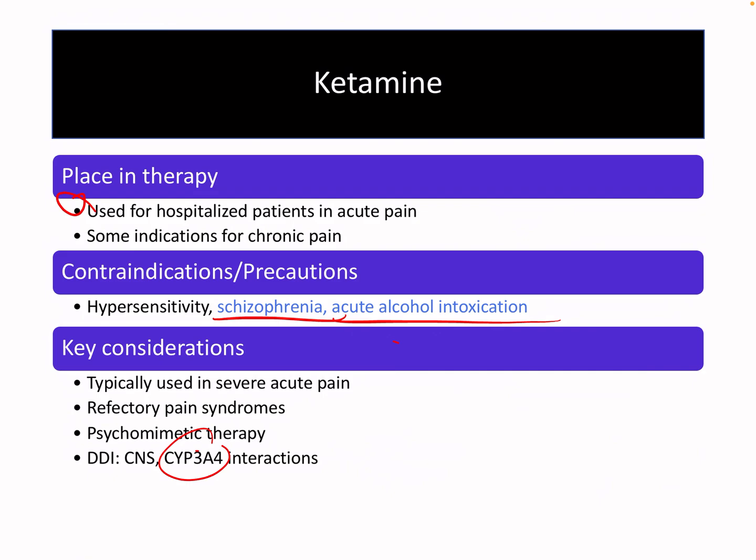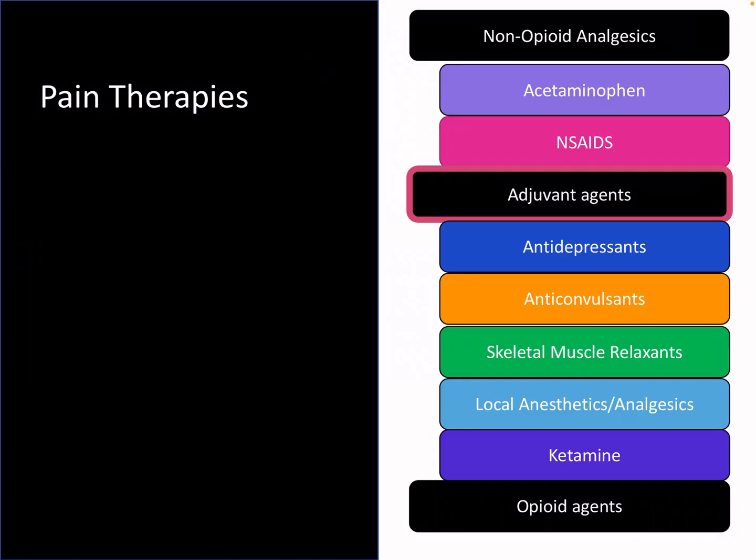It does have those psychomimetic properties, so for that reason you do want to avoid it in schizophrenia, as I mentioned before. Most of its drug-drug interactions really revolve around CNS depressants, causing an additive effect, and CYP3A4 interactions. In our next section, we'll talk about opioids.